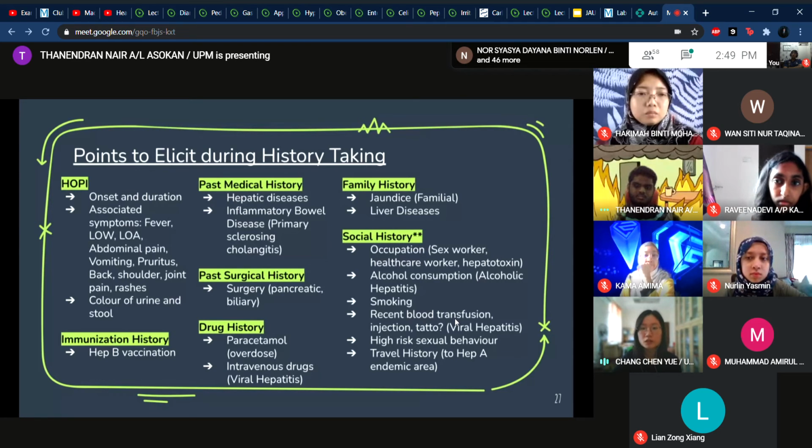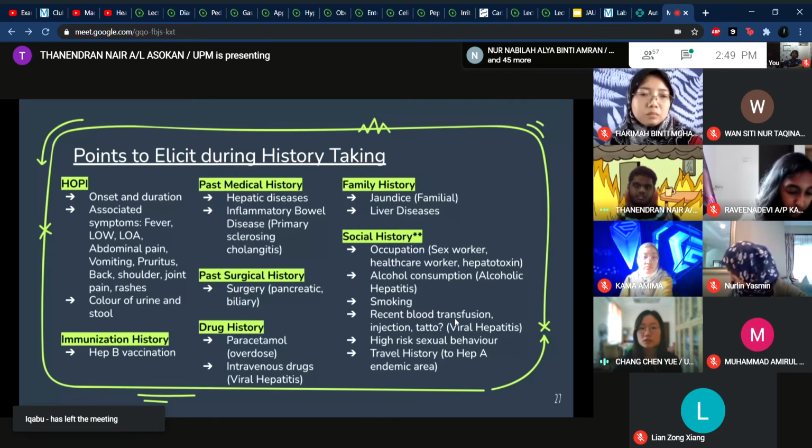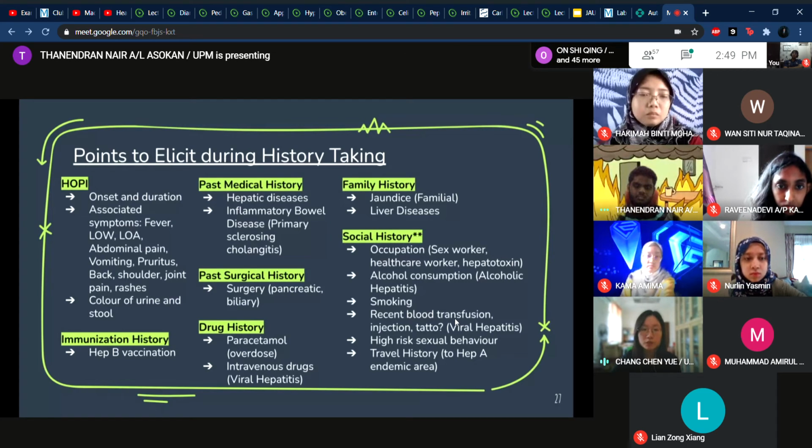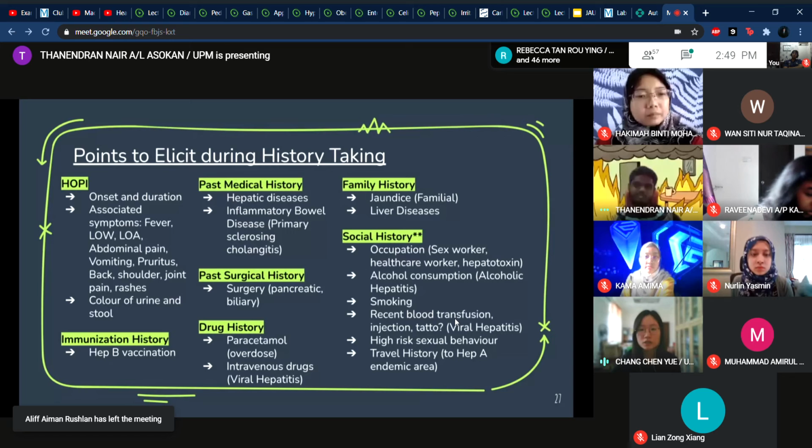So after reviewing the history of the patient, there are some points we need to elicit during the history taking. First of all, for history of presenting illness, we need to ask for the onset and duration of the jaundice and the associated symptoms such as fever, loss of weight, loss of appetite, any abdominal pain, any vomiting, any pruritus, and any back, shoulder, joint pain, and rashes. We also need to ask for the color of urine and stool. And then we can further ask on her immunization history, whether she received any Hep B vaccination.